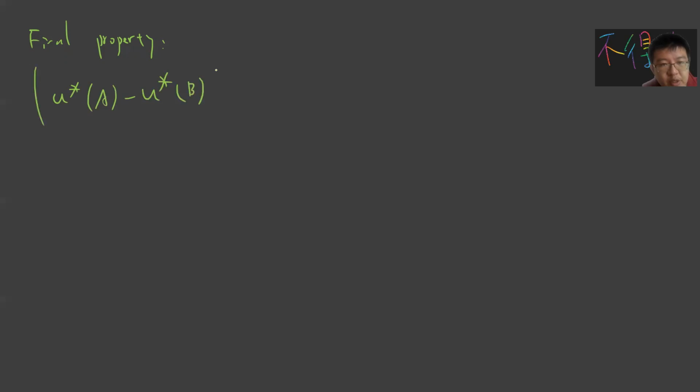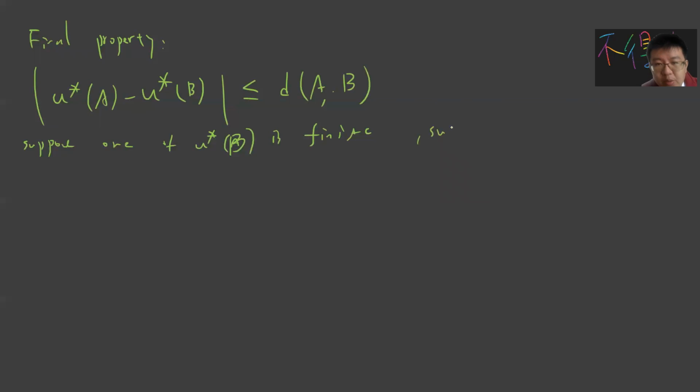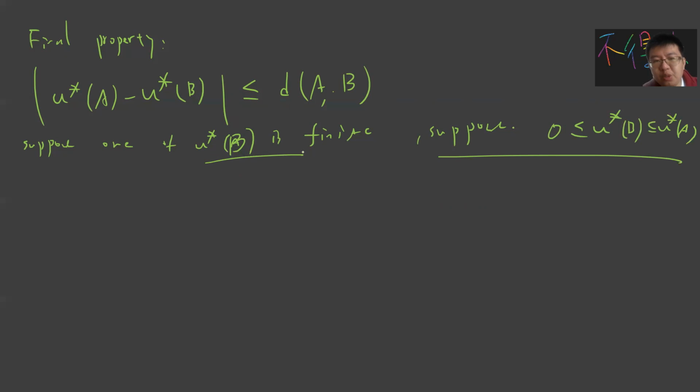Okay, so now let me write down another important property, the final property. The final property is that, given two sets, the absolute value of mu star A minus mu star B is less or equal to D(A,B). The proof is that if both are infinite, this is not important. So let's suppose that one of them is finite. Let's say mu star B is finite, and suppose mu star A is greater than or equal to mu star B. If not, you can just exchange A and B.